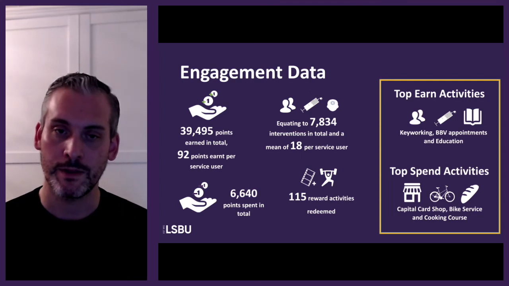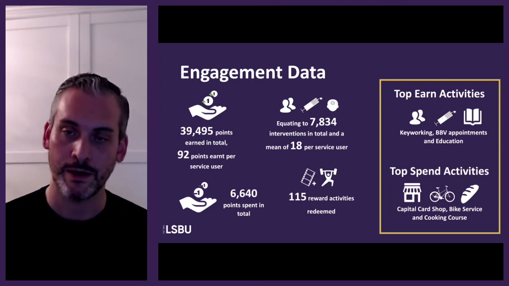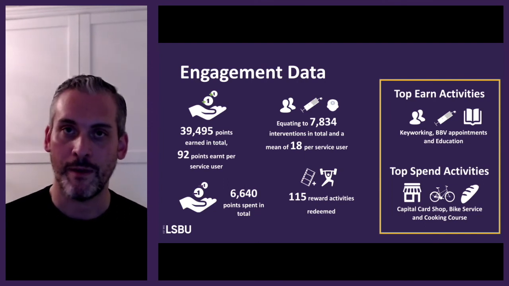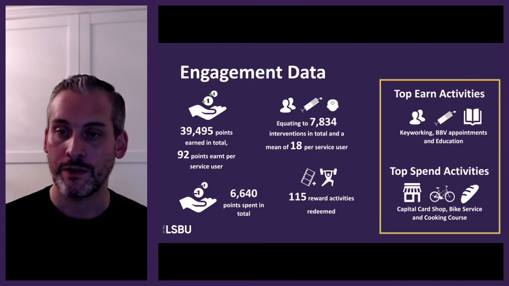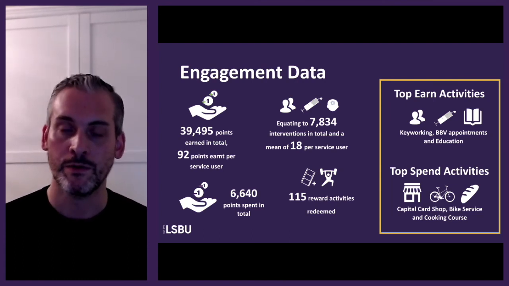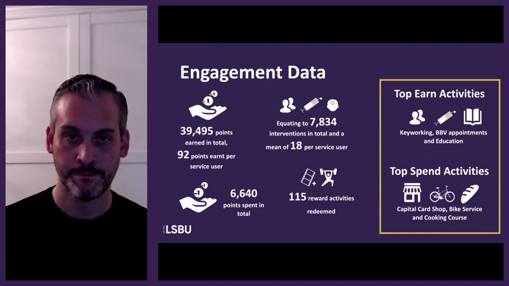And the top spend activities, although there weren't nearly as many in relation to the points earned, were using the capital card shop where people could buy vouchers and various other things, a bike service, and cooking courses. So you can see there's a range of the different sorts of things people were doing.